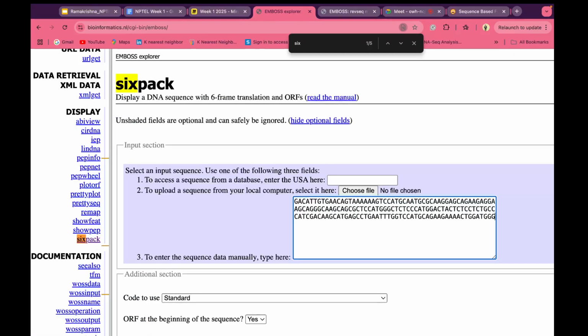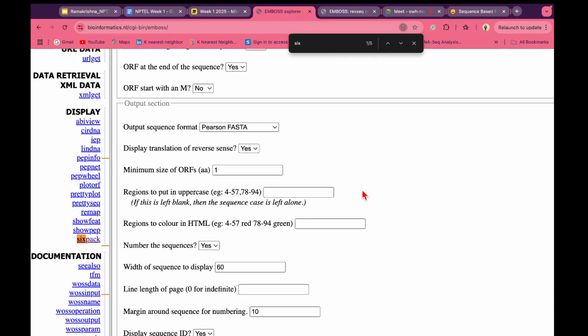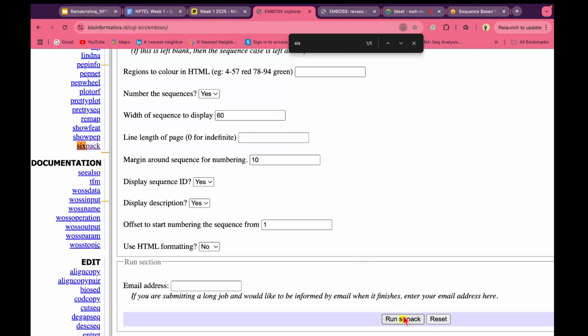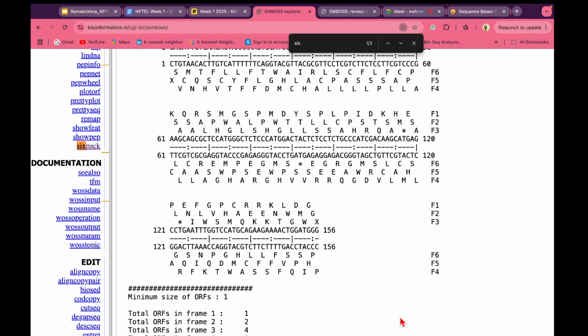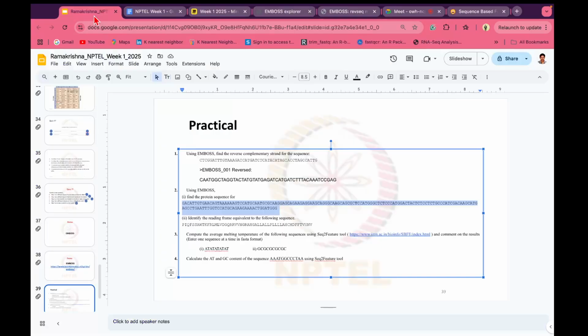Similarly, I am pasting the sequence here. The sequence is very large. EMBOSS also has a file upload option. So I am keeping all the default parameters as such. Then run 6pack. So the number of ORFs has been given, and there is a subpart question for this.